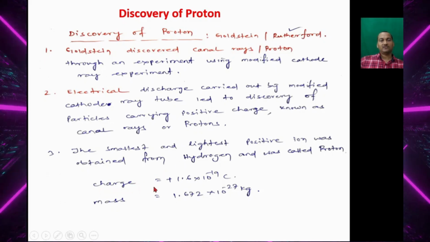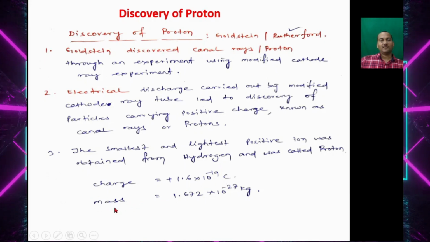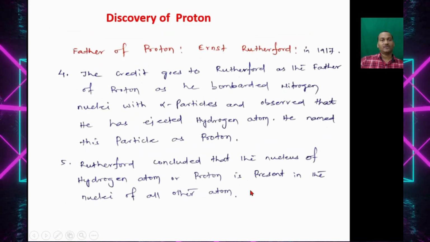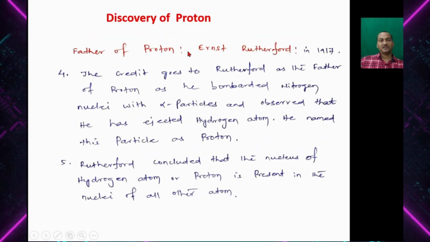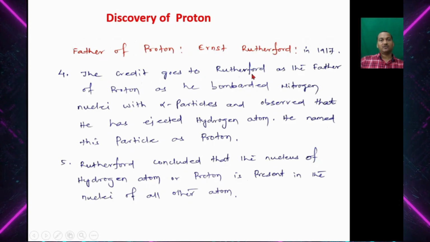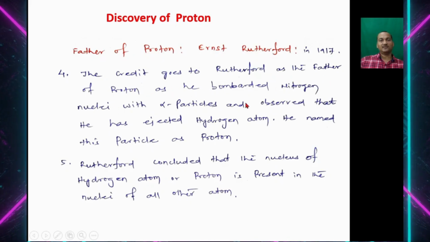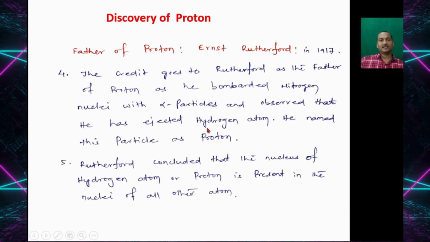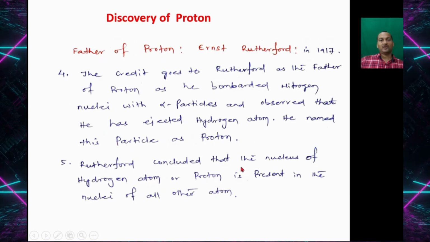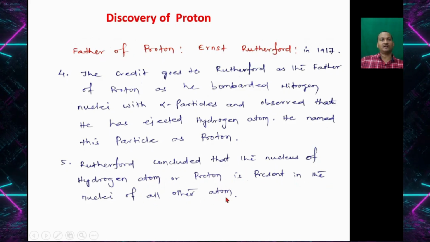The charge was found later on to be plus 1.6 into 10 to the minus 19 coulomb and the mass equal to 1.67 into 10 to the minus 27 kg. The father of the proton is generally known as Ernest Rutherford, in 1917. The credit goes to Rutherford as he bombarded nitrogen nuclei with alpha particles and observed that hydrogen atoms were ejected. He named this particle the proton. Rutherford concluded that the nucleus of the hydrogen atom, or proton, is present in the nuclei of all other atoms.